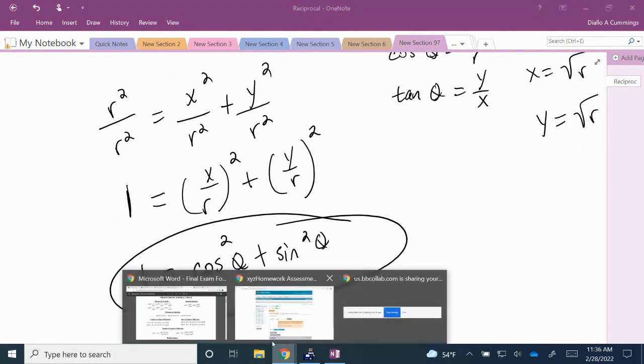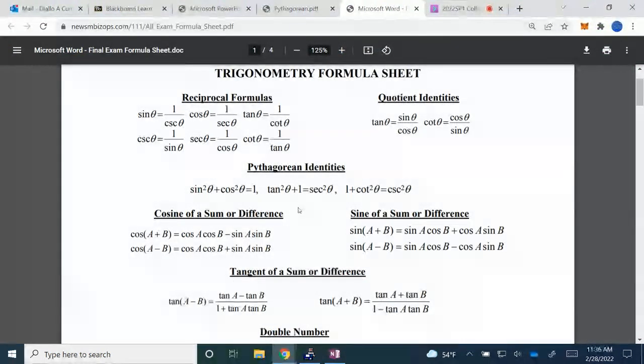The other two identities, you can derive by dividing both sides by x squared, which will pop out one identity. And if you divide both sides by y squared, that will pop out the other identity. But I just want you to see where these things are coming from.